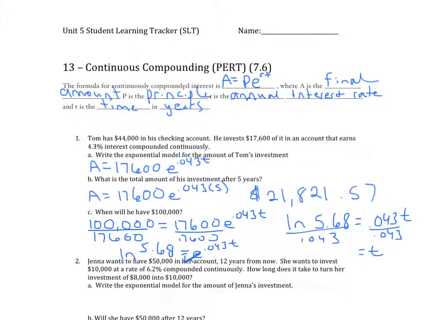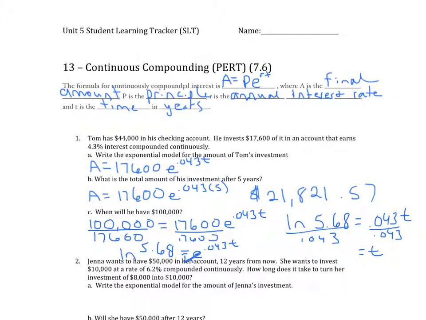And put it in the calculator. Natural log of 5.68 divided by 0.043, and we get 40.4. So what does that really mean in years? So 0.4 of a year, let's take 12 times 0.4. What does that give me? About 4.8 months. So I'm going to say it's going to take us 40 years, and I'm going to round up to 5 months.